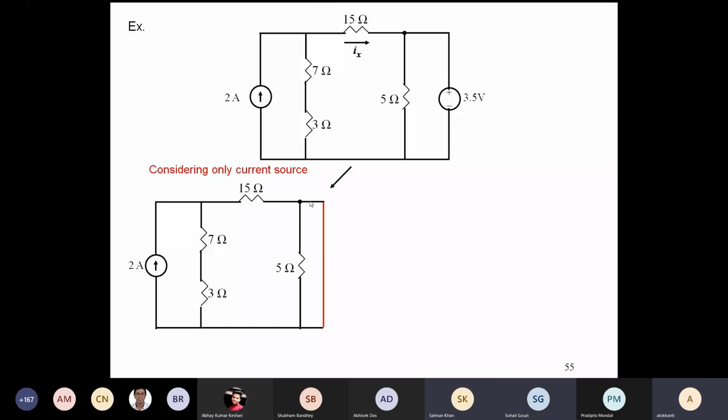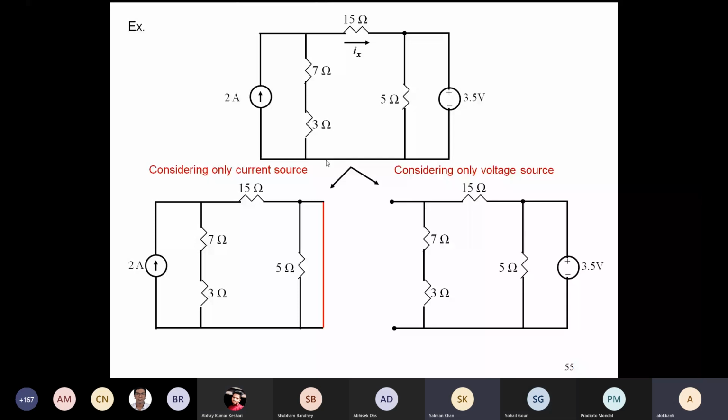Similarly, considering only the voltage source. So the right side is the voltage source. What will you do with the current source? It is an open circuit. Okay, so this is the circuit. So right now, this is Ix1 and this is Ix2.